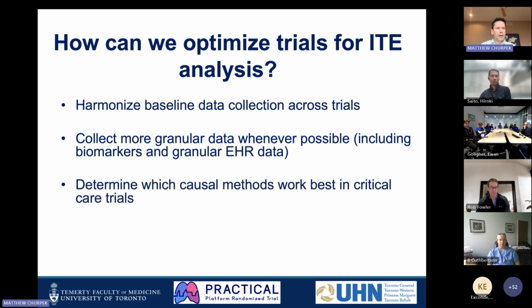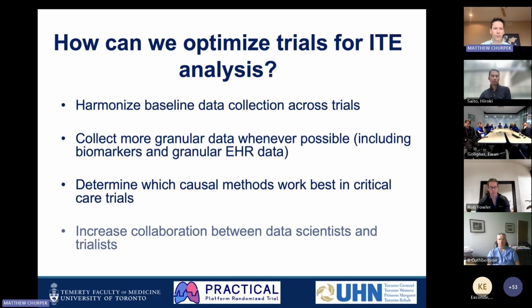And we've also found that with more granular EHR data, things like laboratory values, for example, can be important for HTE analysis. In addition, as I mentioned before, there are many different causal machine learning methods. There's an alphabet soup of approaches one could use. And currently, we don't know what methods work best in critical care trials. So one of the studies that we're working on is trying to compare these different approaches to provide users of these methods some guidance on which approaches will work best in clinical trials.